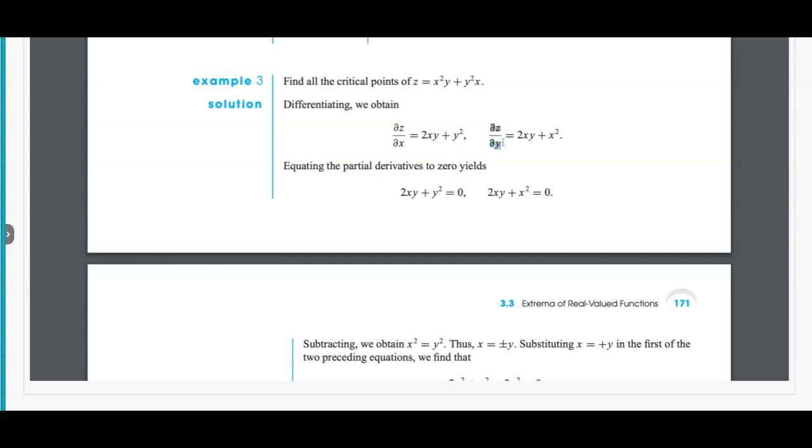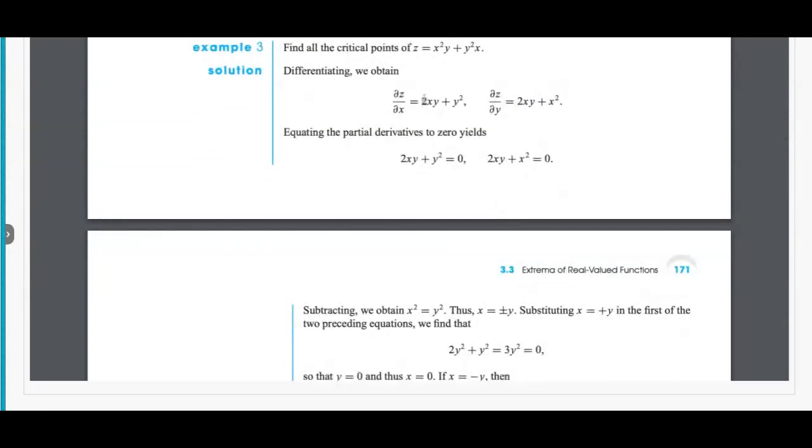In the y direction, we don't really have to calculate. We just switch the positions of x and y, and we get this. Then we set both to be 0, so we get a system of two equations.